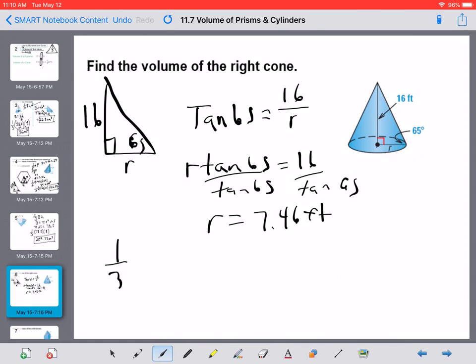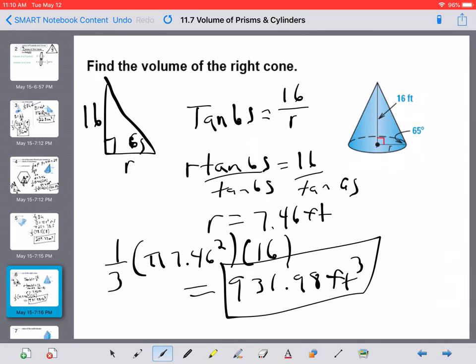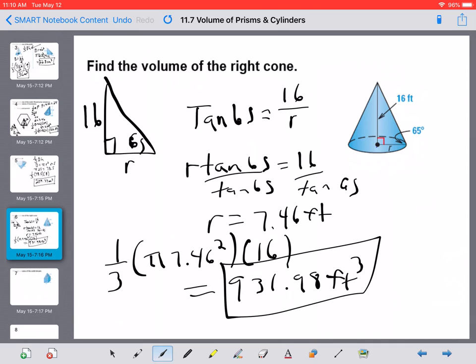We know it's 1/3 times the area of the base, which is pi times 7.46 squared, times the height, which is 16. Okay, at this point you can plug that in your calculator, and you get 931.98, and this is in feet cubed. Volume will always be cubed. It's 3 dimensions. Okay, here's the last one.